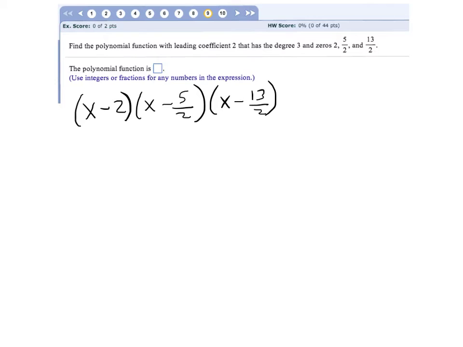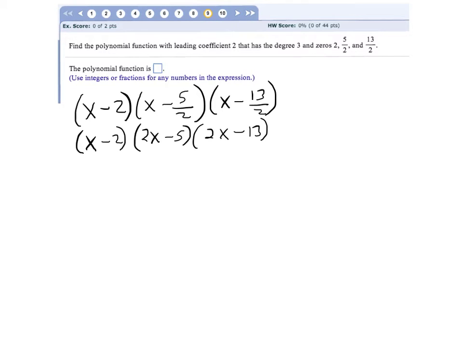Now, if I wish, I could multiply these factors out and get my polynomial function. However, to make this a little bit easier, I'm going to take the last two factors here and get rid of the fractions. So my factors now become x minus 2. To get rid of this fraction here, I'm going to multiply every term by 2, so I get 2x minus 5. And the same thing with this one, multiply everything by 2, I get 2x minus 13.